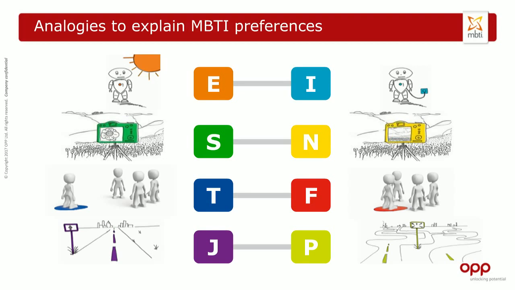Finally, those who prefer judging work best in a structured, planned manner. They want to reach closure. Those who prefer perceiving work best in an emergent and adaptable manner. They want to keep their options open.